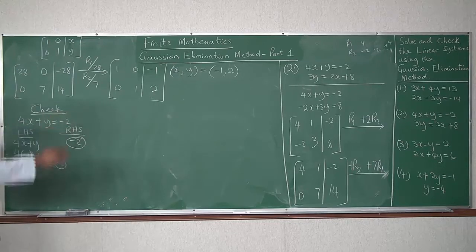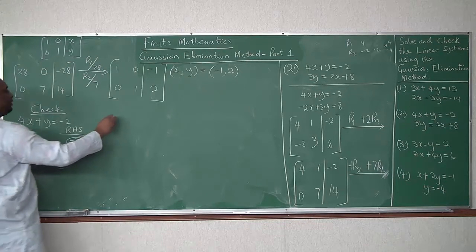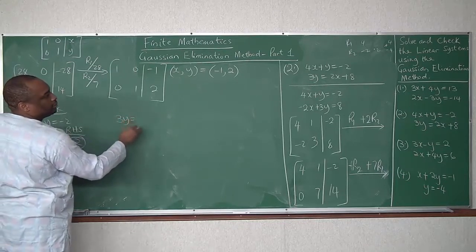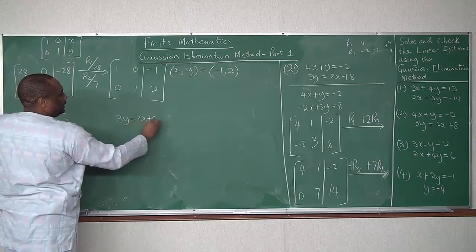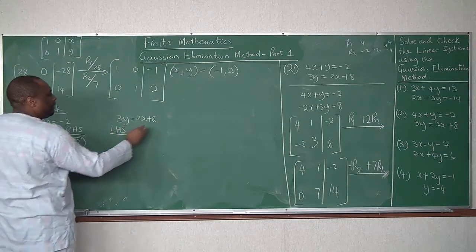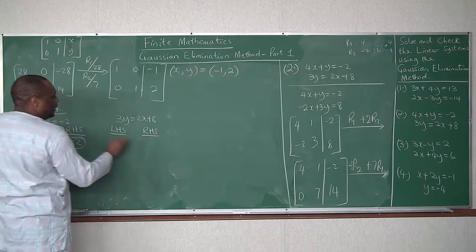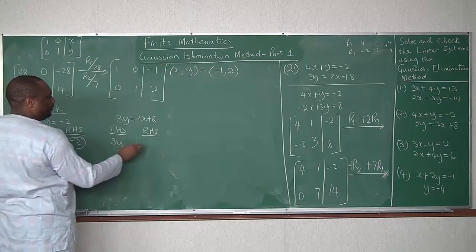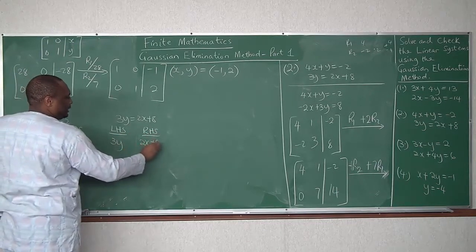Then the next one, 3y is equal to, let's check it here. 3y is equal to 2x plus 8. Okay? Left hand side, right hand side. Left hand side is 3y, right hand side is 2x plus 8.